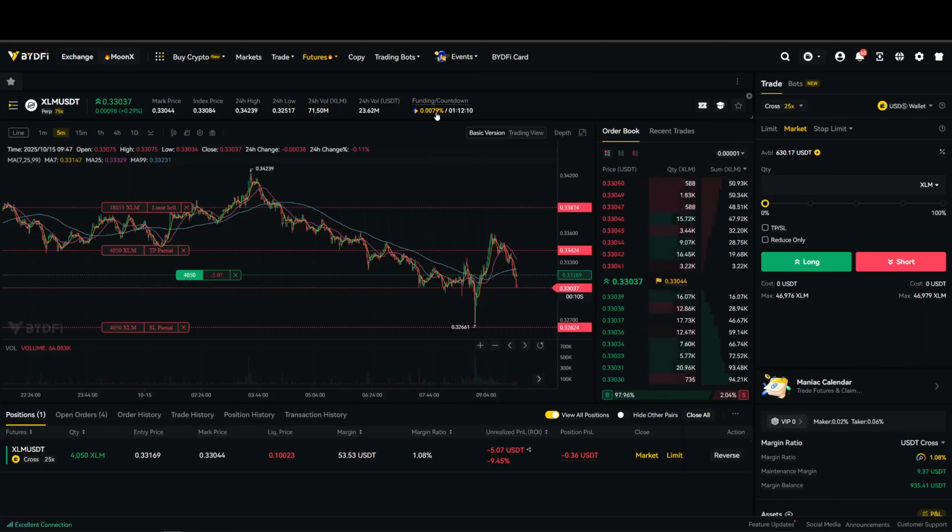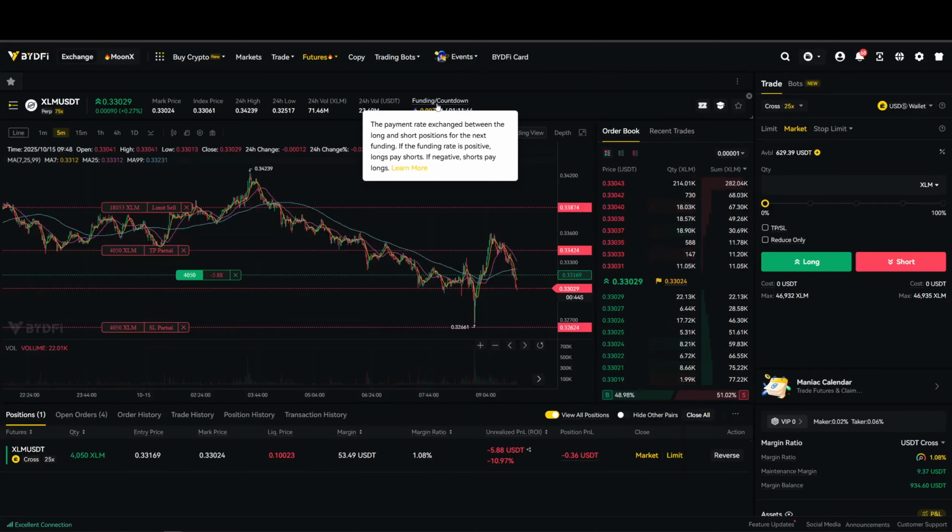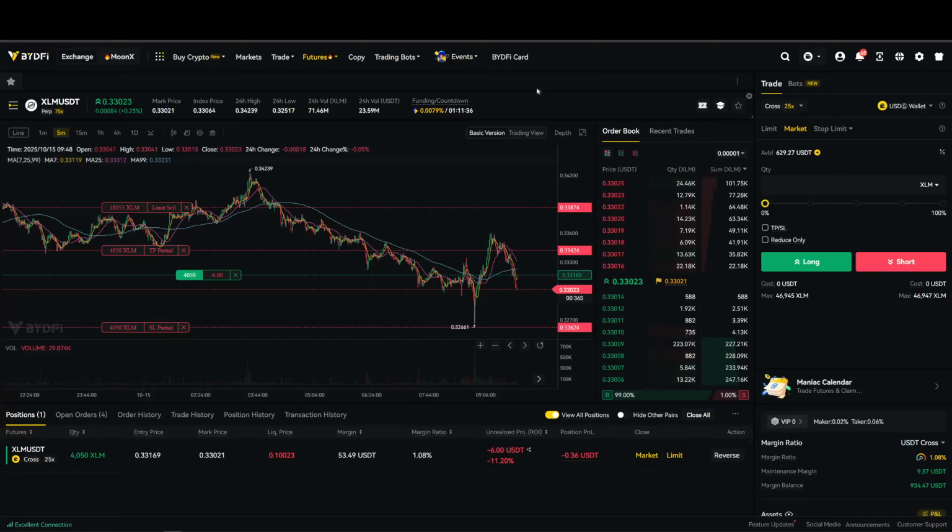I mean, there's things like funding where, if there's many more shorts than longs, then that means that the shorts would pay 0.0079% each day of their position, I think it's of their position anyway, to the longs. So, that's something you can look into. It's basically saying, payment rate exchange between the long and short positions for the next funding. If the funding rate is positive, longs pay short. If negative, shorts pay long. So I guess it's positive right now. Yeah. So there's more longs than shorts, basically.